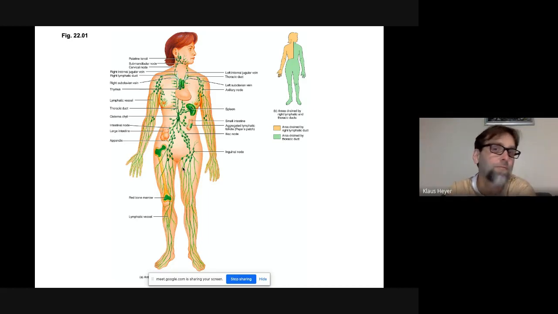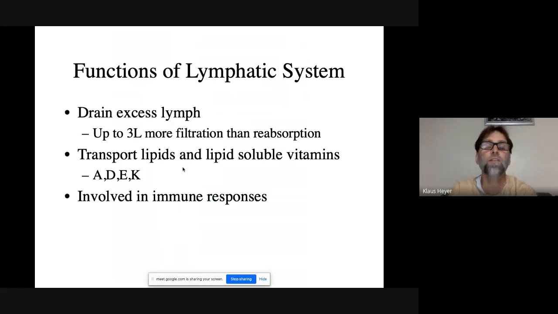But this is lymph. It's different and has different functions. But there is a place where the blood and the lymph join together, so we'll talk about that. This is what the lymphatic system does. We have filtration, we have absorption, but more fluid is filtered than reabsorbed, and it could be up to about 3 liters. Think about a 2-liter Coke bottle of extra fluid in your body. If that didn't get drained, you're going to puff up.